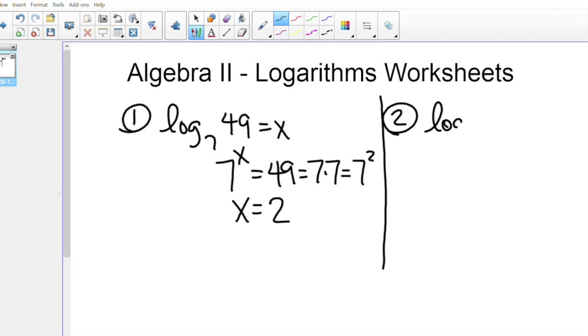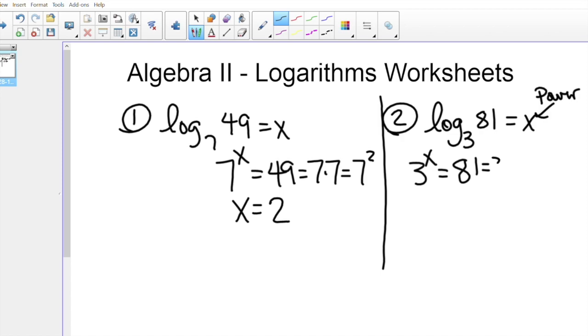Log base 3 of 81. Okay, we're looking for an answer. So we'd say 3 to what power is 81? Remember to write the base, and this is the power of the base, equals 81. Now we'll have to change 81 to a power of 3. Well, that's 3 times 3, that's 9, times 3, that's 27, times 3, that's 81. So we would have 3 to the power of x is equal to 3 to the 4th power, and then x would equal 4.